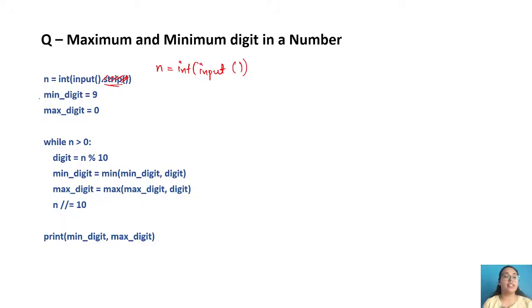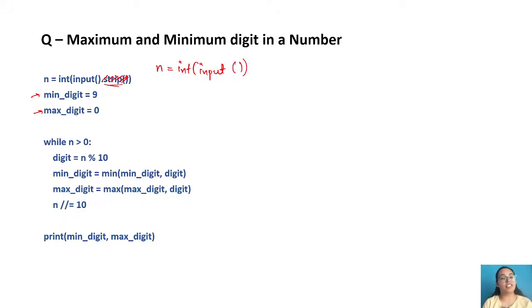Fine. Now once that is done, we have to take two variables. They would be the minimum digit and the maximum digit. Now we know that if we are talking about a digit, it would be a single digit only, right?